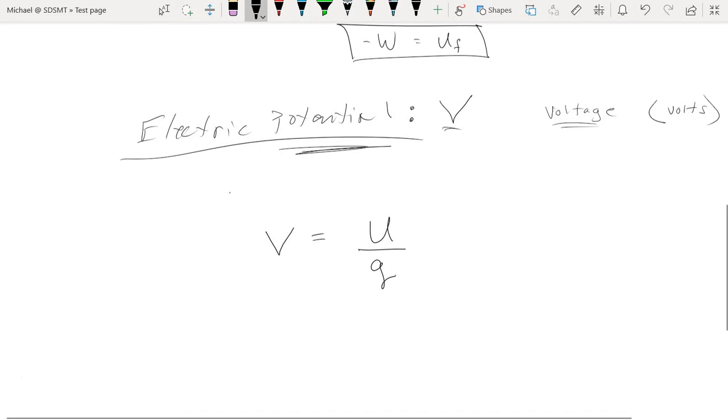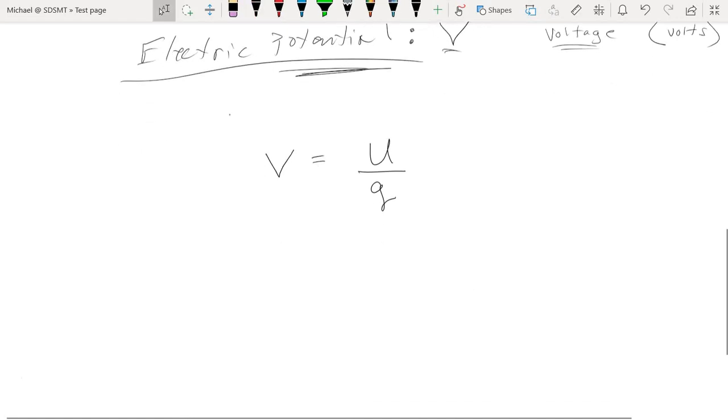And that's pretty much it. So the two terms are related to each other. It's just that one of them includes the value of the charge, the other one does not.